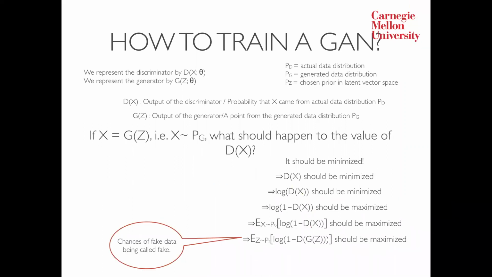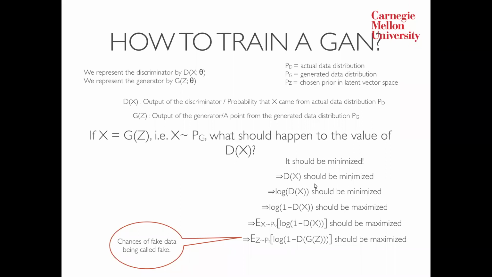So here dx should be minimized, and log is an increasing function. So should it not be minus log of dx that should be minimized? No, log is a monotonic function. So whatever you want to do to dx, do that to the log of dx as well.